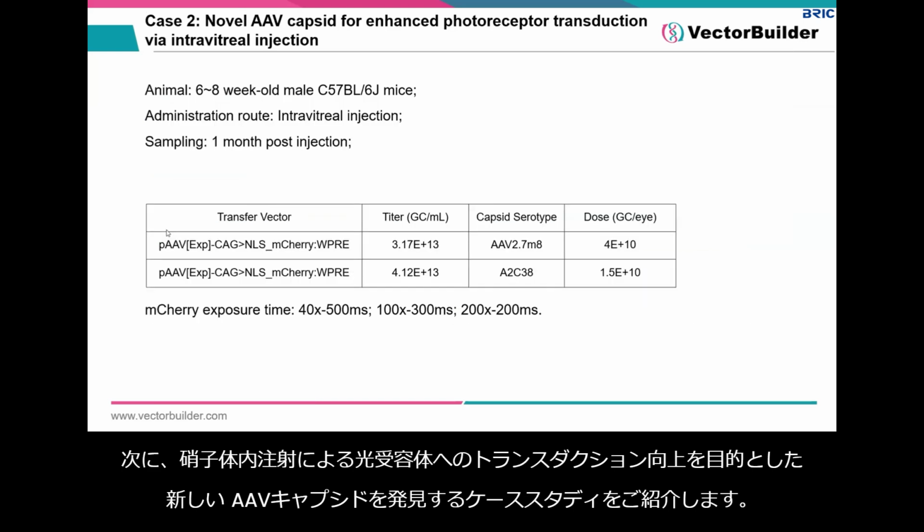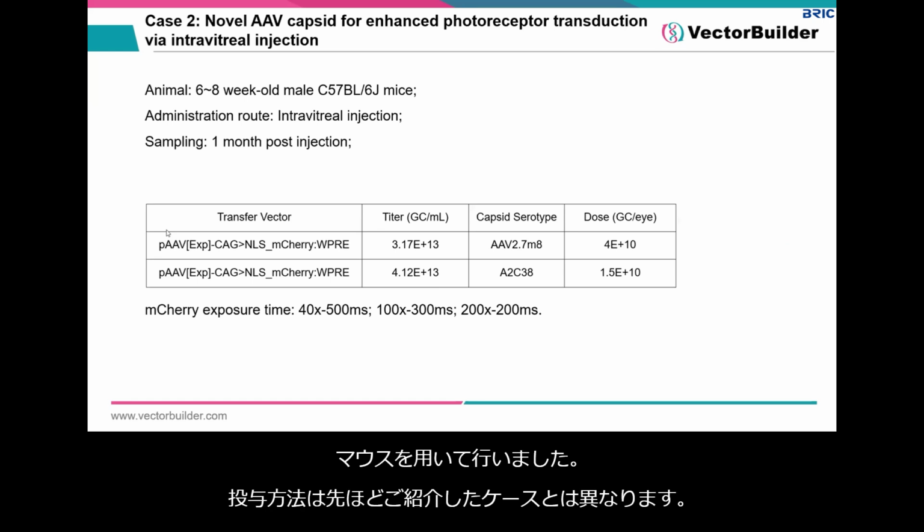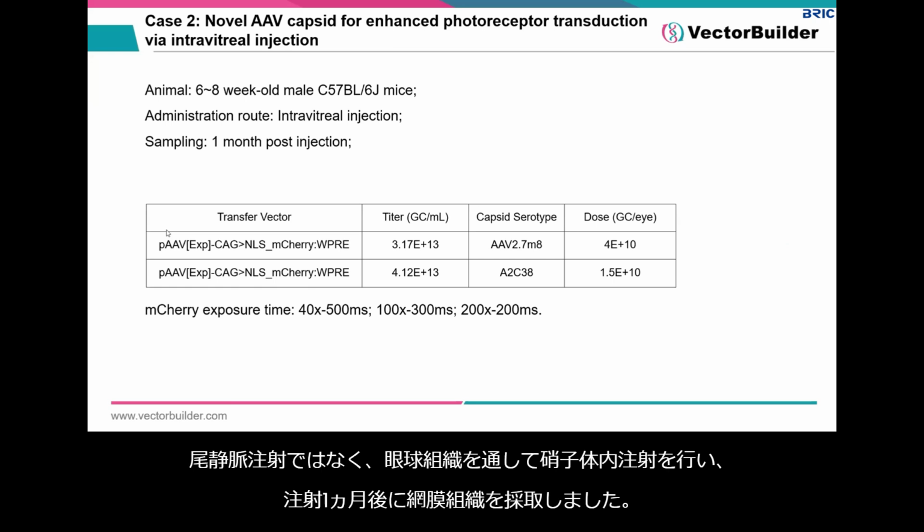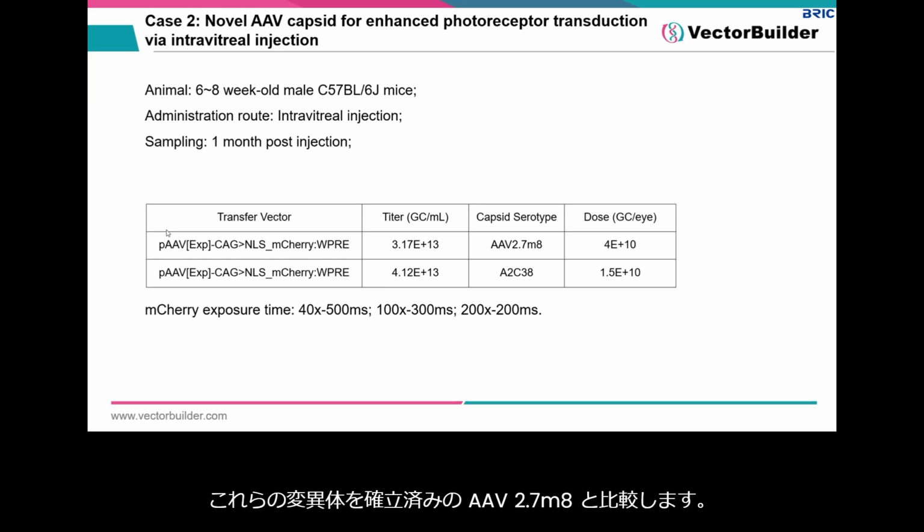I'm showing you the next case study to discover a novel AAV capsid for enhanced photoreceptor transduction via intravitreal injection. It's also done in mice. The administration route will be different. It's not from the tail vein injection. We did intravitreal injection, which is through the tissue of the eye. And we sampled the retinal tissues 1 month post-injection. So we compare these mutants with an established AAV2.7M8.